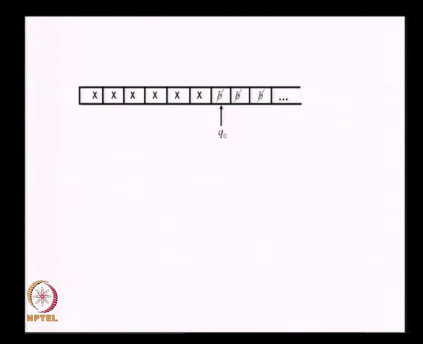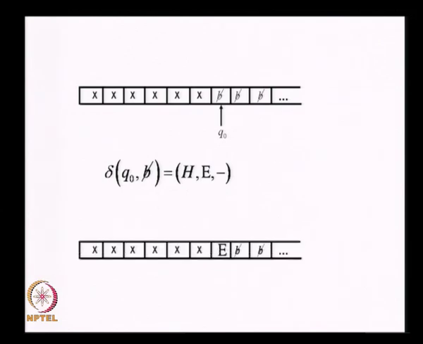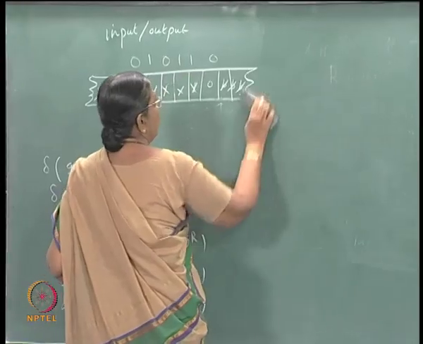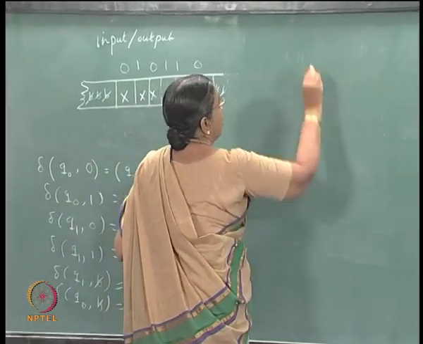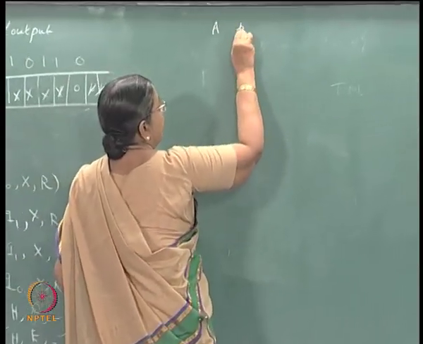So, in q0 it sees a blank and uses this mapping and prints an E over this blank cell, which denotes that it has encountered an even number of ones. Now I will consider one more example, the parenthesis checker.